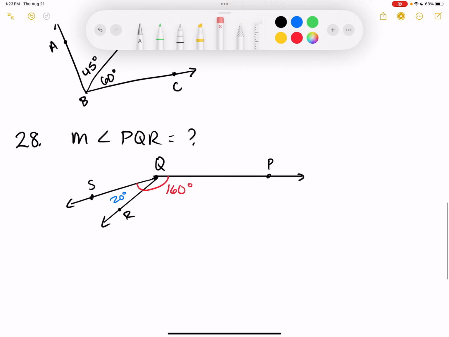So, what would my angle addition postulate be for this problem in letters, not with the degrees in it yet? How would I write it? A measure of what? SR plus angle PQS minus angle PQS. Nope. Angle addition postulate doesn't have a minus sign in it.